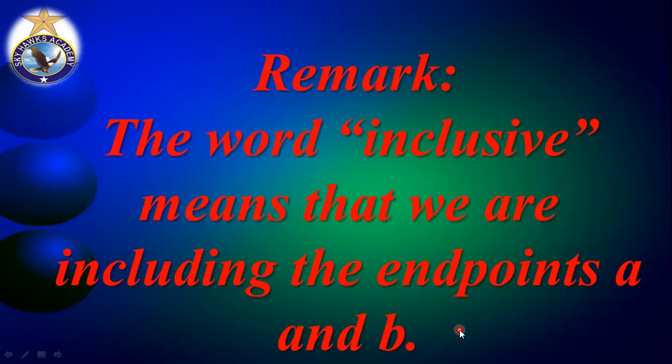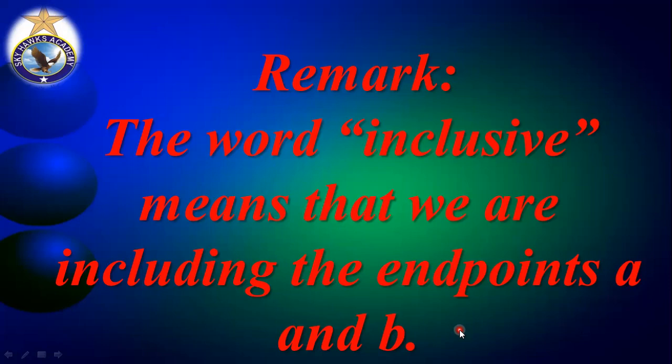Yeah. 3 to 4 inclusive, so 3 and 4 is included. Okay, exclusive, that we will have to exclude, not count the endpoints. So that's why the intervals are divided into two types. One is inclusive, the second is exclusive.